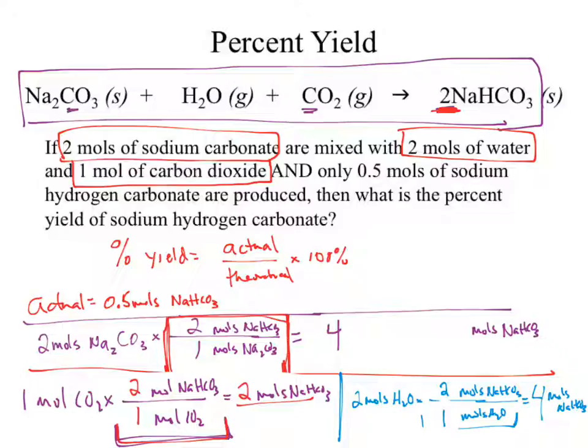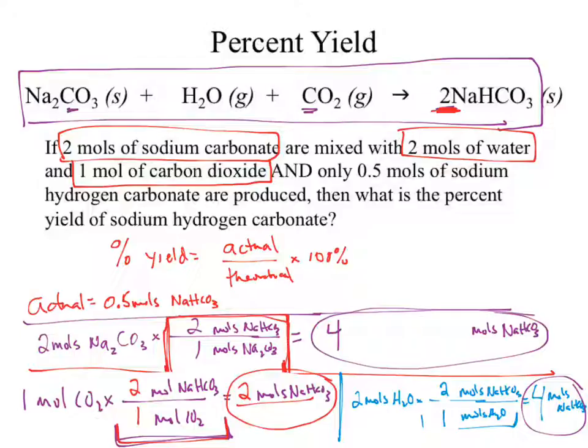So we are now comparing 3 values. 2 moles of sodium hydrogen carbonate, 4 moles of sodium hydrogen carbonate, and 4 moles of sodium hydrogen carbonate. Which one produced the most amount of product that I could get in this reaction? 2 moles. Why not the 4? Because CO2 is a limiting reactant. CO2 is the limiting reactant in this case. I can only get up to 2.